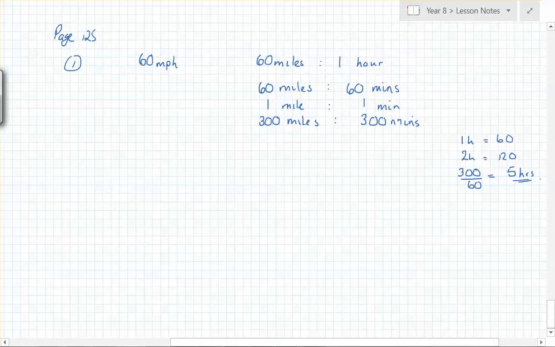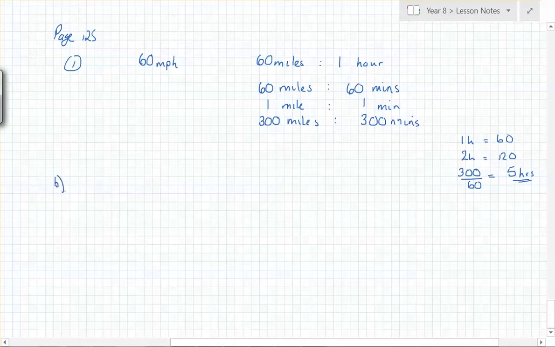But it does say, how long does it take? Does it say in hours? In minutes? No. If you gave me an answer of 300 minutes, is it wrong? No. Alright, it doesn't specify, so that's another thing.